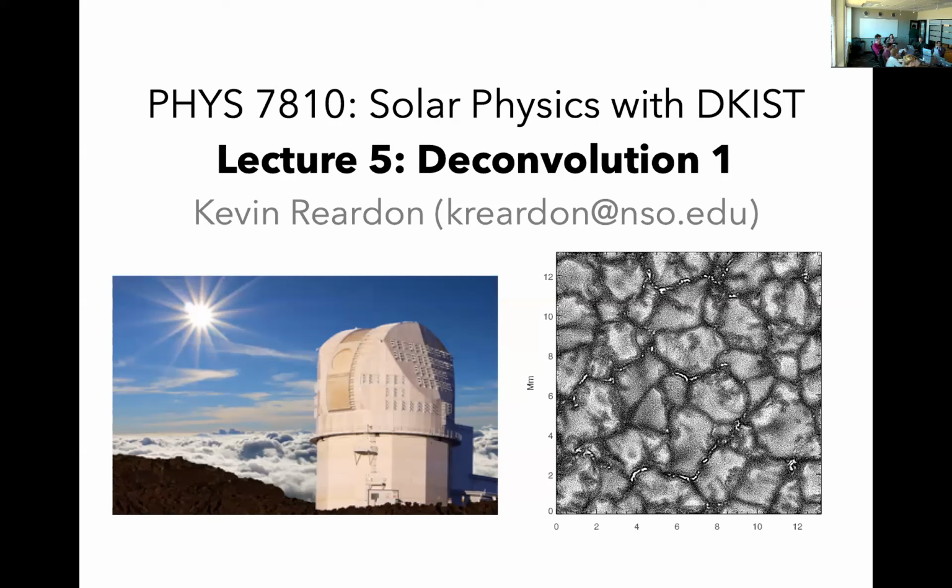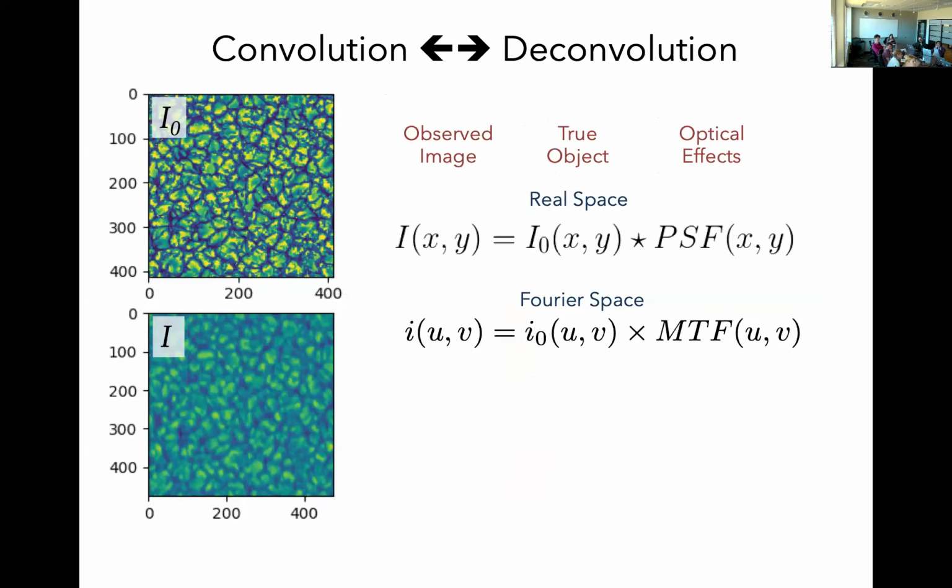Last week we went over the convolution effect of the PSF of your optical system on the image that you get out, and the effects it has in Fourier space. So we had this example here: in real space, you have a true object, your I0. That's what the Sun looks like, that top image. Then it goes through your optical system, and because of diffraction effects and so on, you have this point spread function that's convolved with the image, and you end up with some observed image at the end.